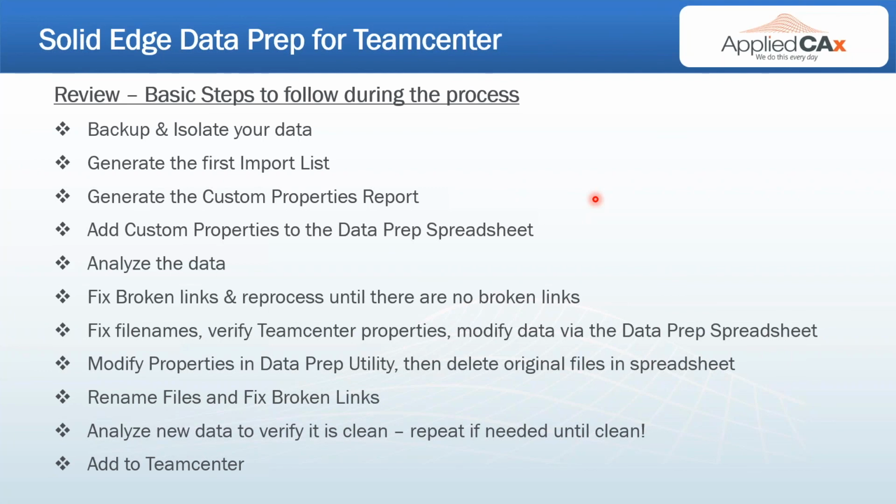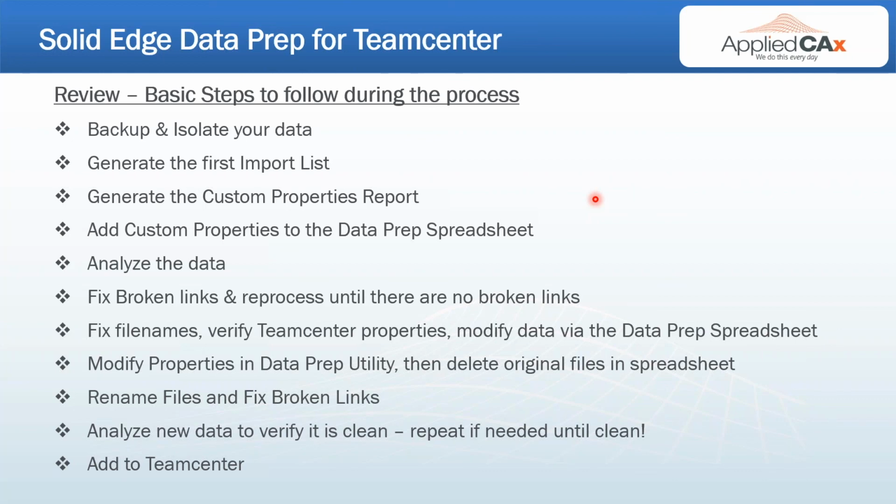Once that's done, we analyze the data. If we have broken links, we fix those until we find no more broken links. Then we move on, we fix file names, we verify the Teamcenter properties, we modify any other additional data in the spreadsheet and make sure we save those. And then we modify the properties in the data prep utility. If we're fixing file names, make sure we delete the original files and we go back and rename and fix those broken links. If you miss this step, then everything is broken when you move those files. And then when you analyze it, it will scare you because everything is broken.